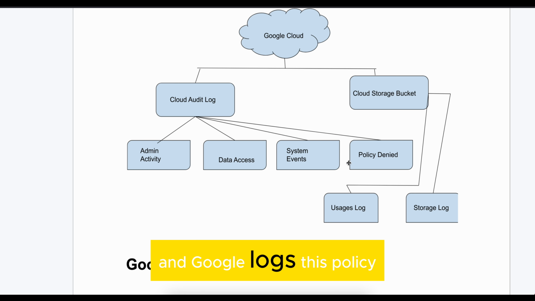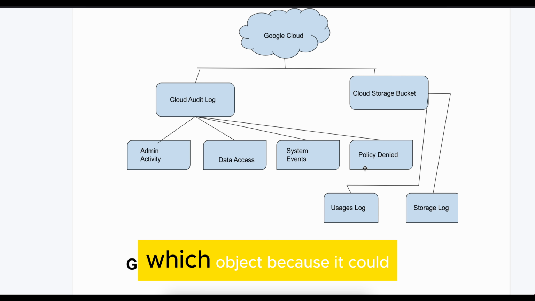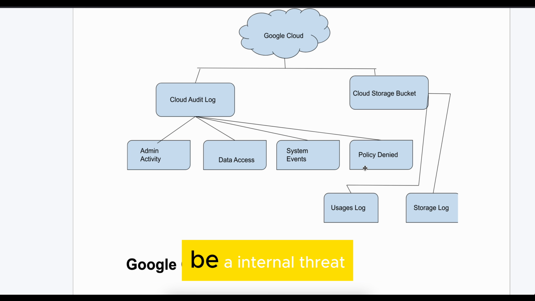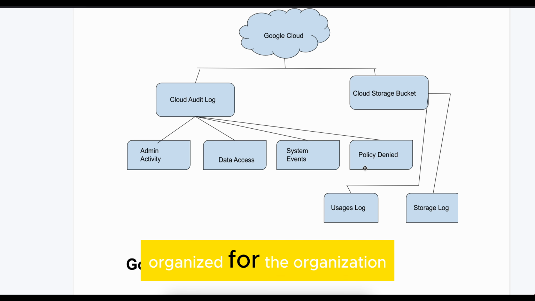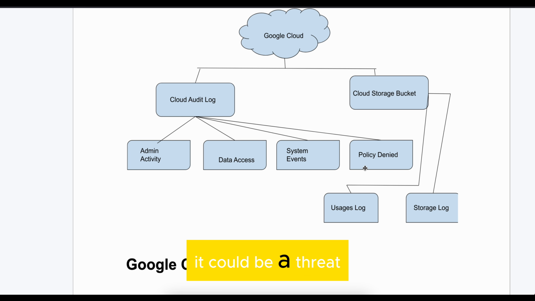And Google logs this policy violation also for the audit cloud log, because you need to know which user is trying to access which object. It could be an internal threat for your organization. You need to see who is trying to access which object. It could be lateral movement, right? This is the one part. Let's go to the second part.